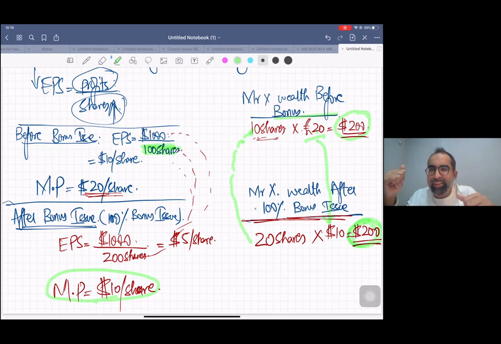So now what's the central idea? These are the golden words which I'm going to say. Theoretically, because of this bonus issue, shareholders won't get any benefit or any loss. See, the wealth is the same. Wealth is neither increasing nor decreasing. So that means no benefit or no loss to shareholders because of this bonus issue. There is no extra benefit or no extra loss to shareholders. Listen carefully. Have a look.